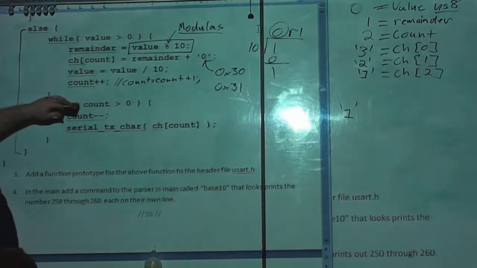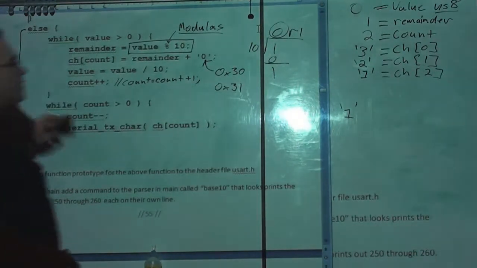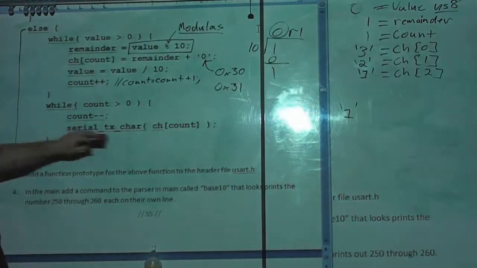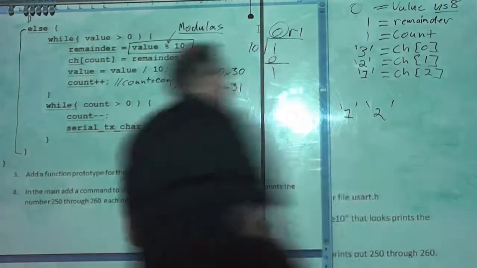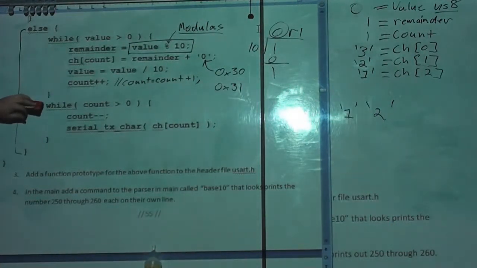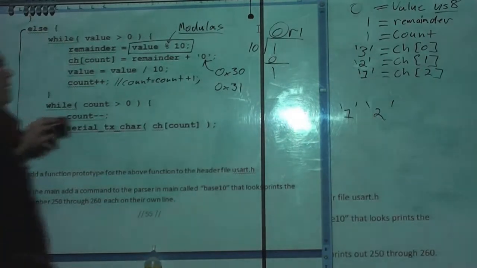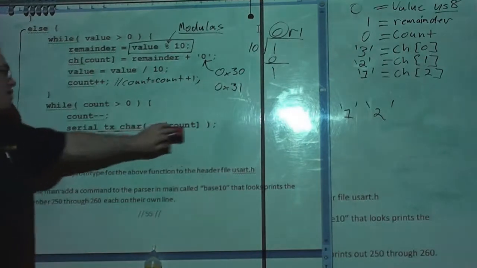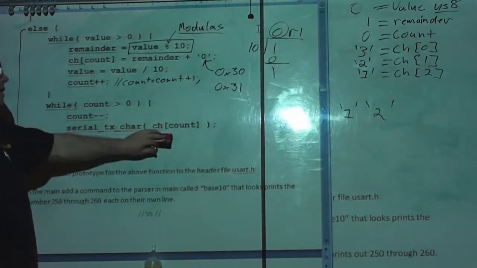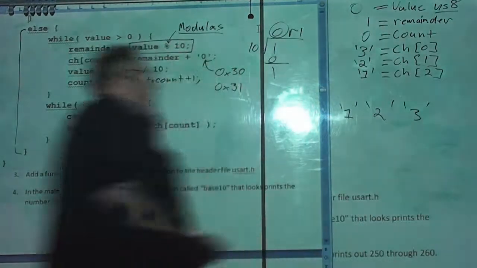Get back up here. Is count greater than 0? Count is 2. Decrement count. Count becomes 1. We print out CH1, which is the value 2. Come back up here. Is count greater than 0? Count is 1. It is greater than 0. Decrement count. So count becomes 0. We print out CH0. Count is 0. CH0 is 3, so we print out the number 3.